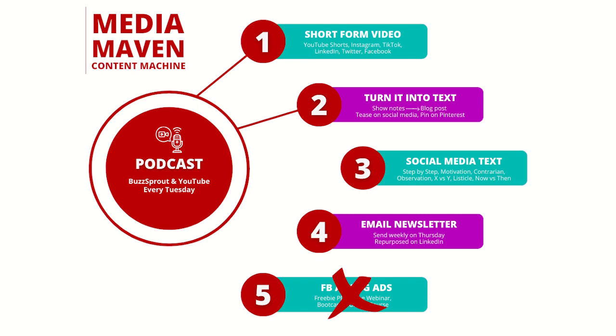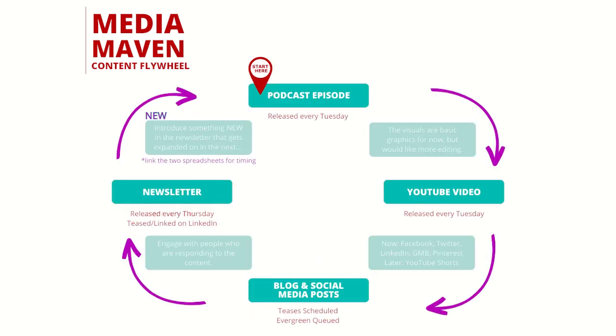And I'm going to explain the visual since we are on a podcast right now so you can get an idea. So like before, we are going to start with my podcast episode that comes out every Tuesday. And right now, when I put that on YouTube, the visuals are pretty basic. They're just graphics, different graphics to keep it interesting. But in the future, I would like more editing. I would like to make it a pretty cool, exciting YouTube channel. People actually want to watch a video. So that goes out every Tuesday. And then I tease it and I write a blog post. I'm doing transcripts now. So that goes on social media. I put it on Facebook, Twitter, LinkedIn, Google My Business, Pinterest, and then hopefully later I'll go back to doing YouTube Shorts because I'll have video. So that part stays pretty similar.